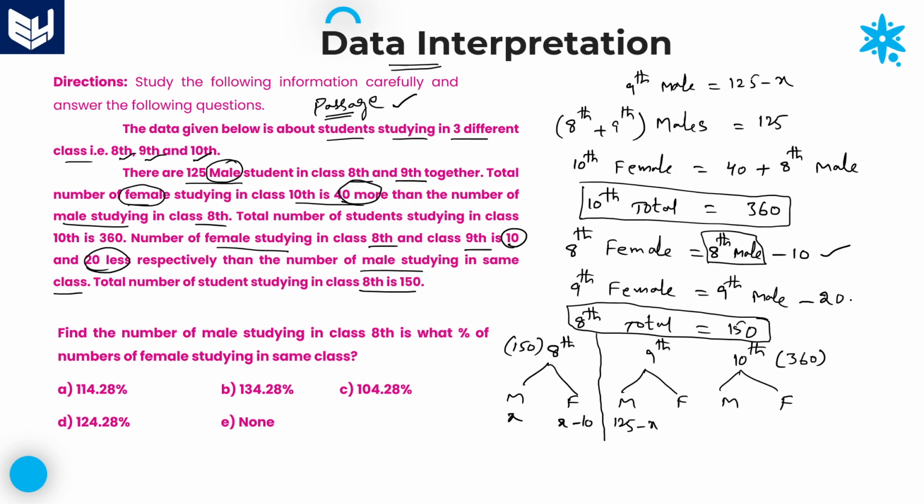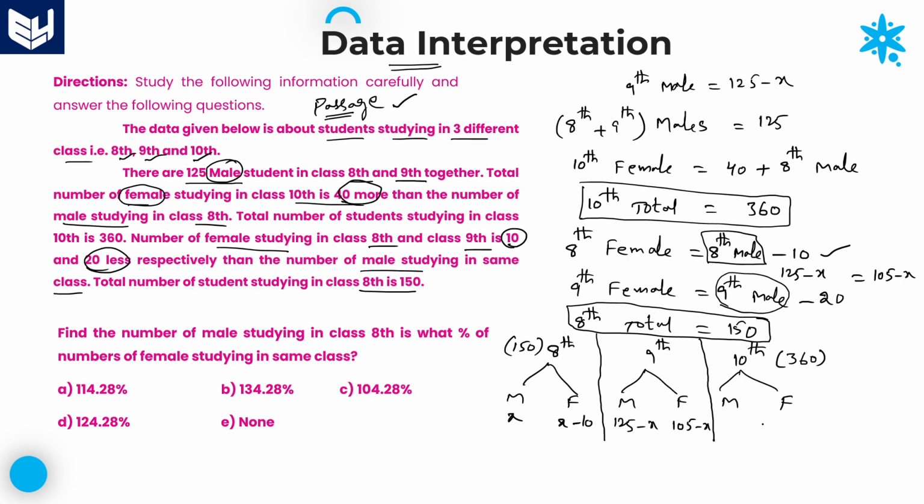Whereas coming to female candidates, 9th class female candidates are 9th class male candidates minus 20. Here 9th class male candidates are 125 minus x. So automatically female candidates are 125 minus x minus 20, which is equal to 105 minus x. This value, 105 minus x, is about 9th class female candidates.